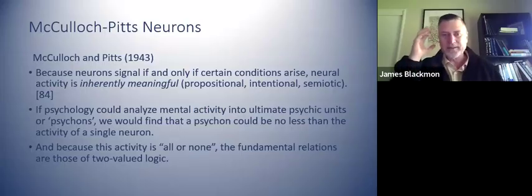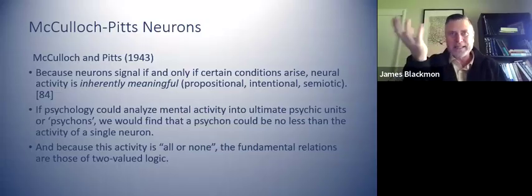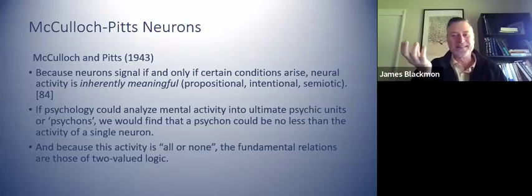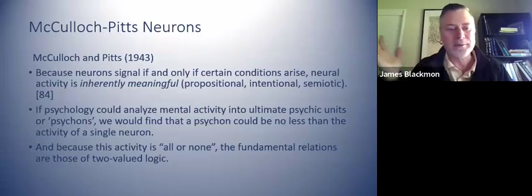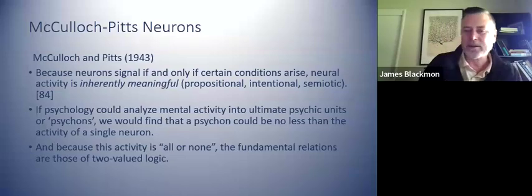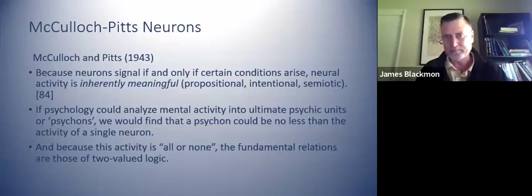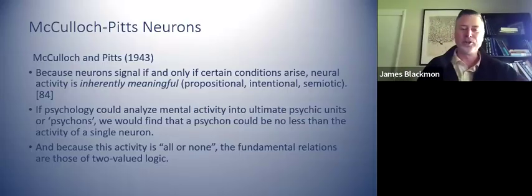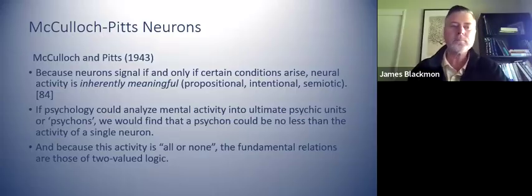And what they're saying is, you take mental activity like that and try to analyze it in ultimate psychic units, and they call them psychons, which is a word that never took. I've never heard anyone talk about psychons, but if you could imagine all mental activity boiling down to psychons, we would find that a psychon could be no less than the activity of a single neuron. So then the activity of the neurons is sufficient, they think, for all mental activity. And some people call that the neuron doctrine.